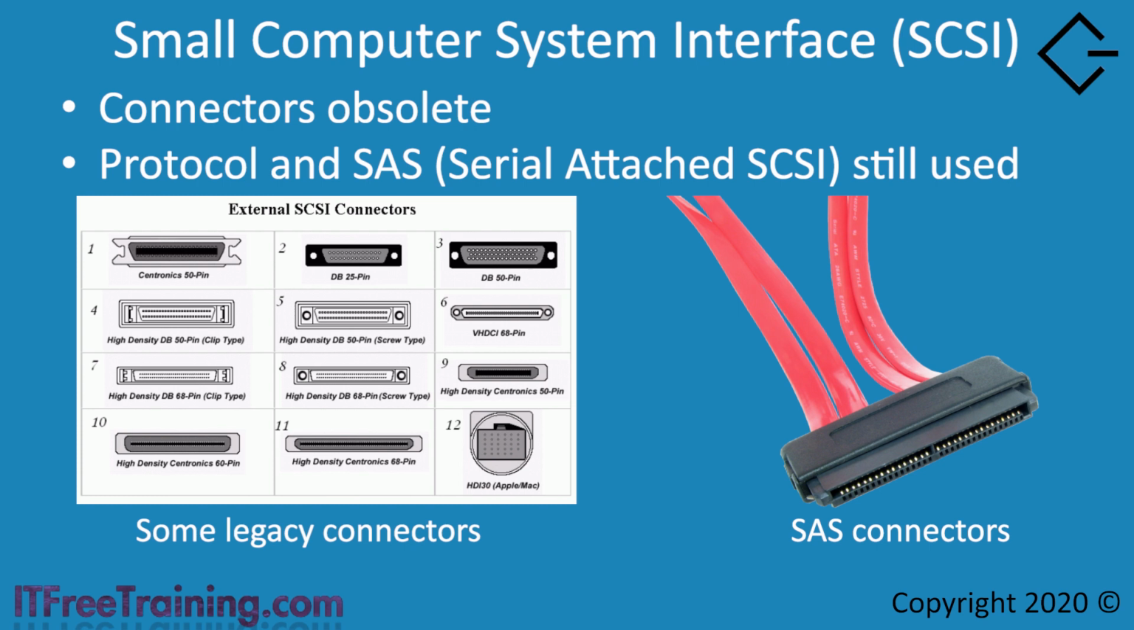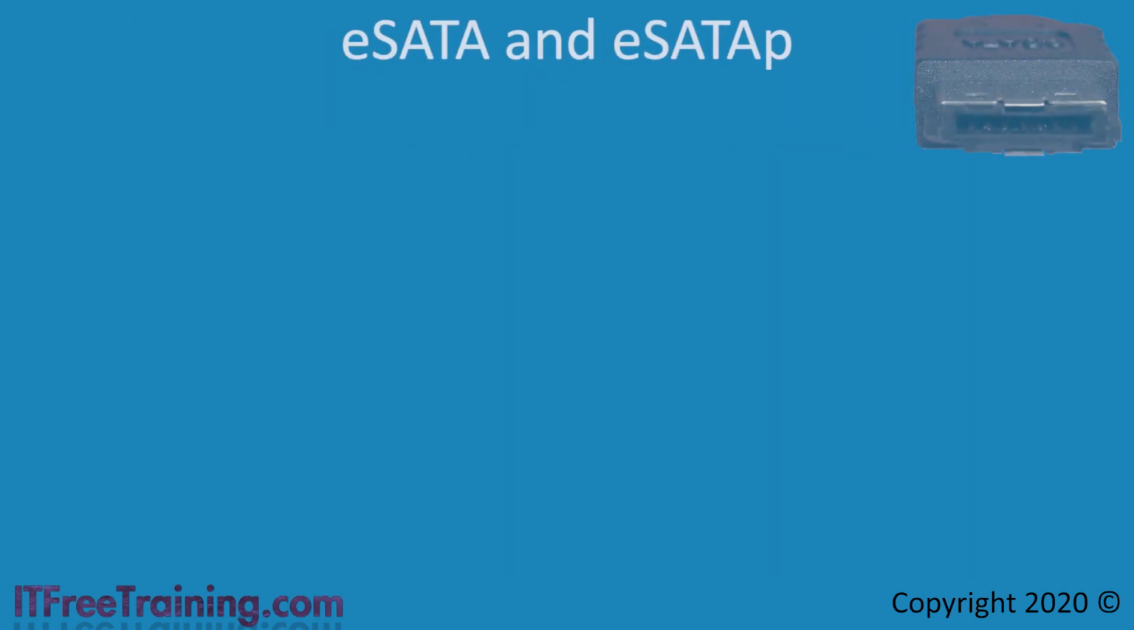The SAS connector uses a serial interface to transfer data. You will notice that the connection is more like a SATA connector. Although the old parallel SCSI connectors are no longer used in new computers, the SCSI protocol itself still lives on. For example, the iSCSI protocol is used to access storage over the network.